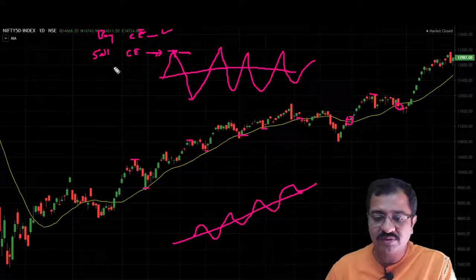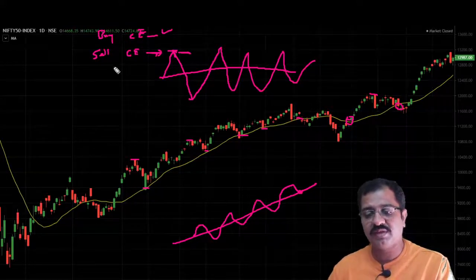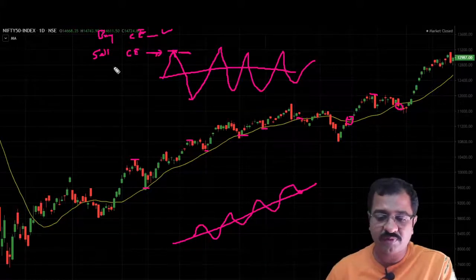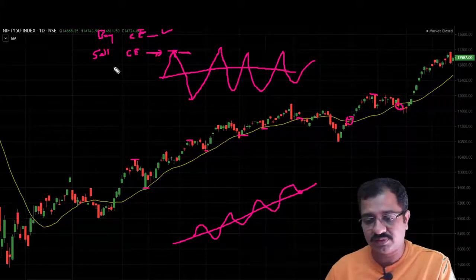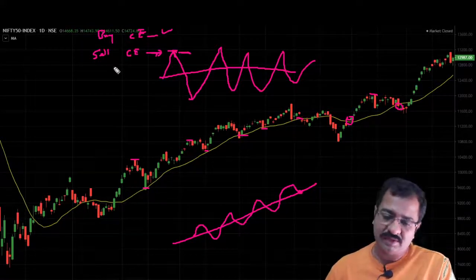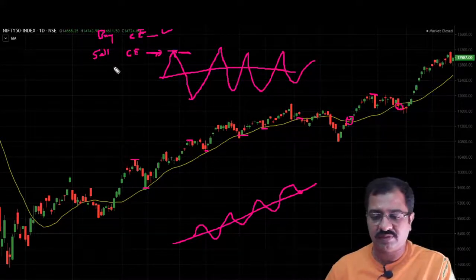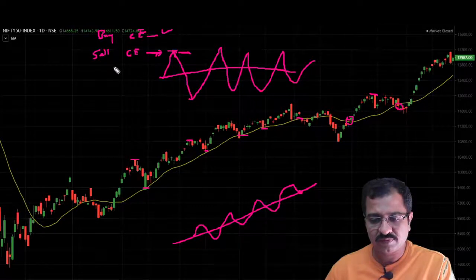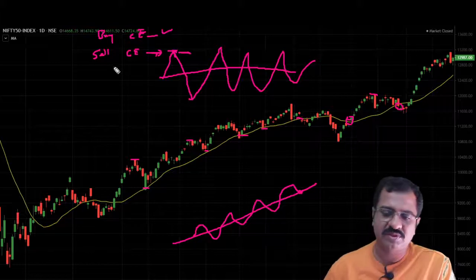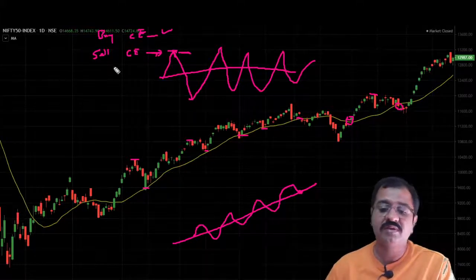So mean reversion strategies should be there in your arsenal, and this gives good profit when the market is range bound. Again, you can use different instruments to trade mean reversion. For any strategies, I generally use options, because in options you have very good flexibility.